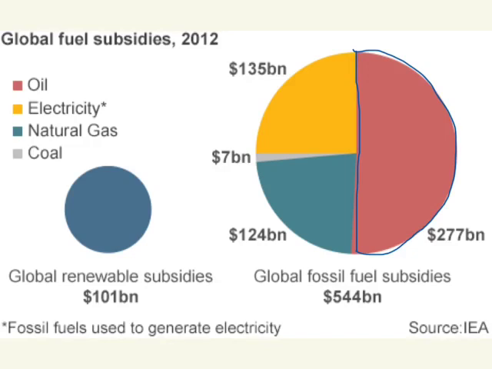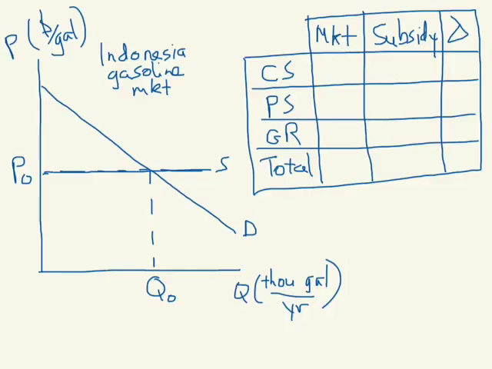And these turn out to be fairly inefficient ways to help your citizenry, and our welfare analysis can demonstrate that. So let's get to it. Here I've just picked Indonesia. It's one country that's somewhat notorious for subsidizing fuel purchases by its citizens.